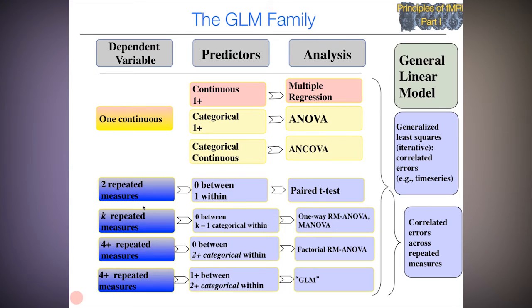Repeated measures analysis is one simple way of handling repeated measures and correlated errors in certain cases, but a more general solution that applies across many situations is what's called generalized least squares. It is an iterative process of estimating what the correlations in the errors are and then correcting for them. And this is common in time series analysis.